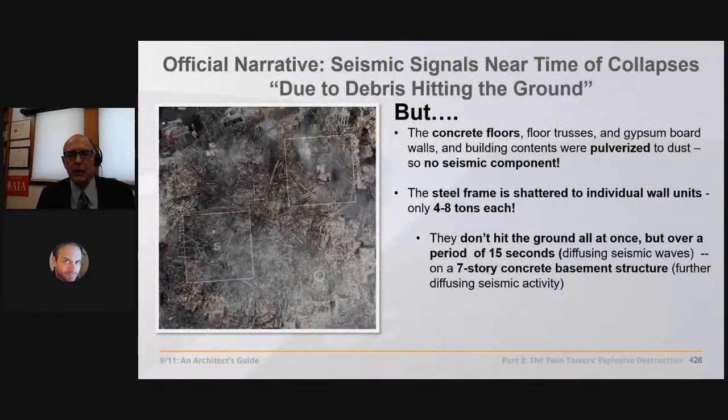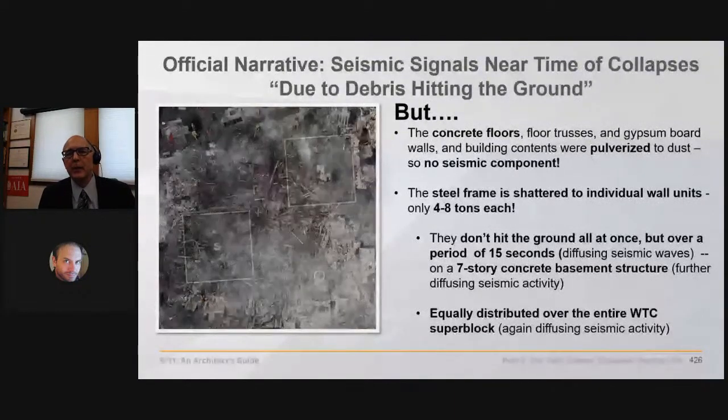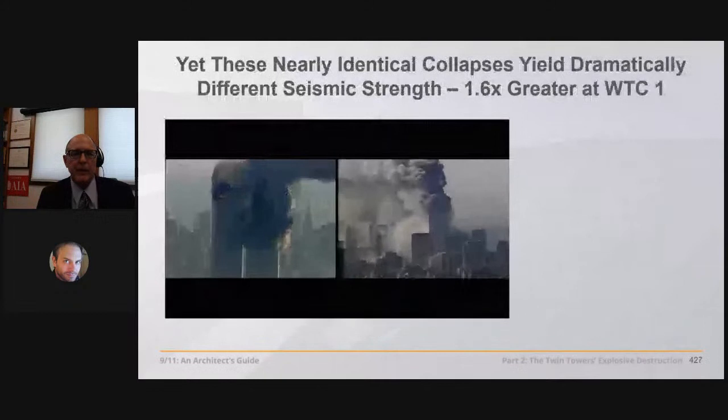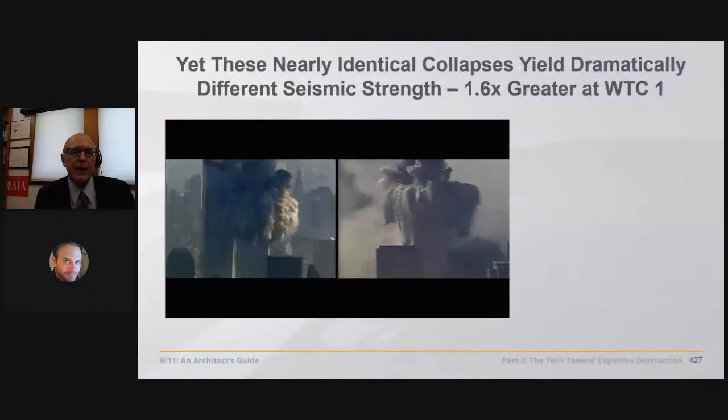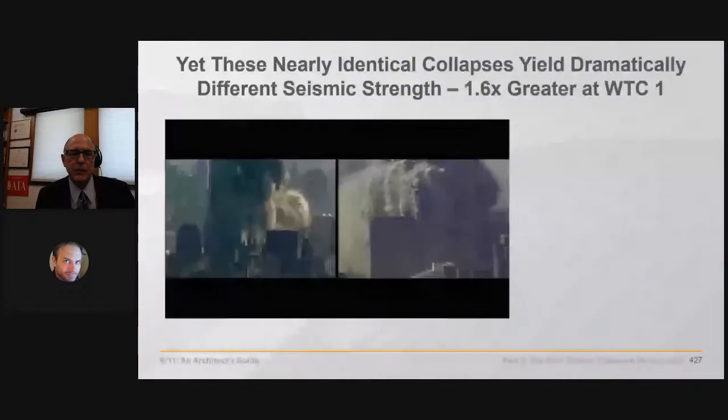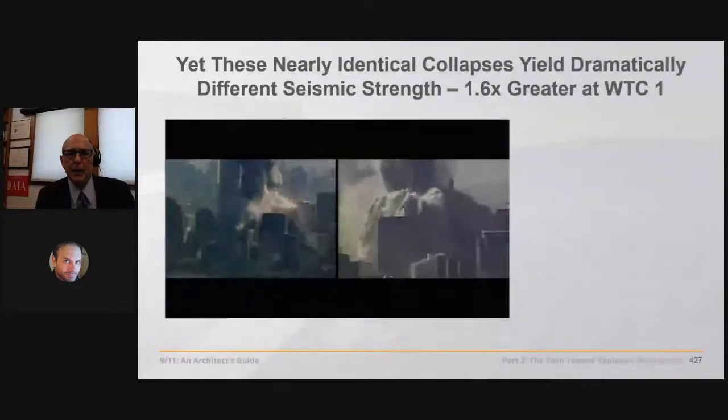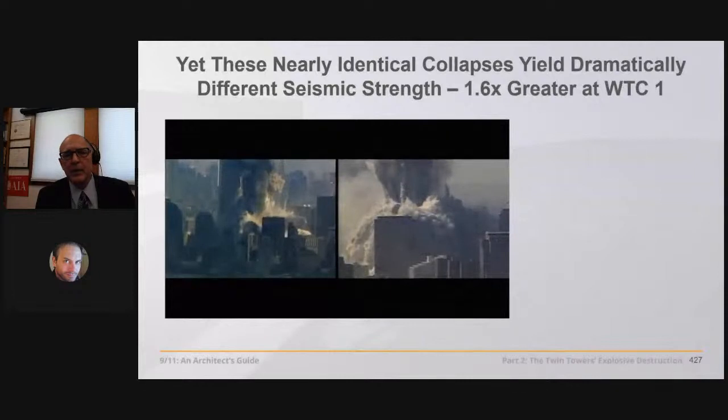And they're not hitting the ground at all. They're hitting a 7-story concrete basement structure, which surely would be dampening the seismic component even more. And they're equally distributed over this entire superblock. It's not like the building came down into its own footprint, causing a massive seismic event. And by the way, here we have nearly identical buildings, and as you can see, nearly identical collapses, yet producing extremely different seismic events. One's 1.6 times greater, the North Tower.